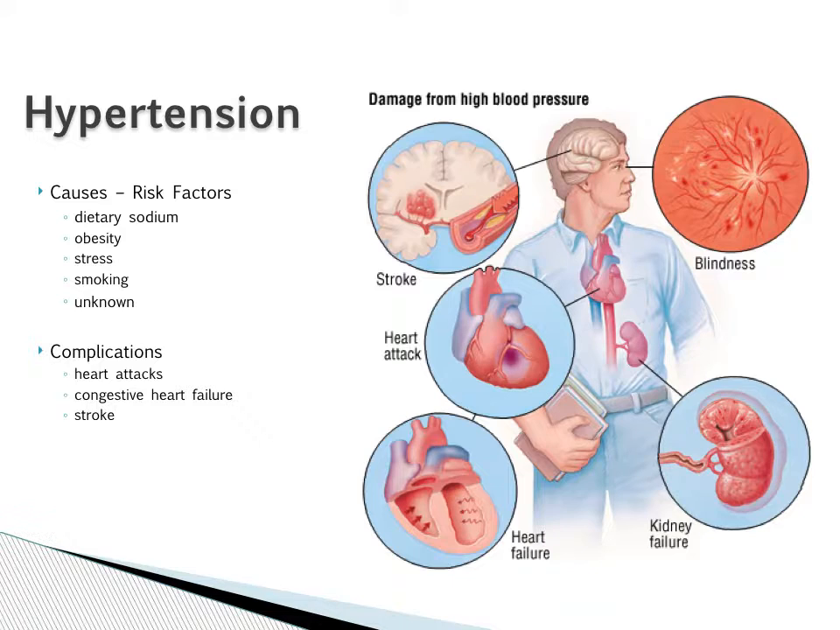And having this high pressure in the arteries leads to damage in small arteries, like in the kidneys or in the eyes. And so high blood pressure, hypertension, is the leading cause of kidney failure. It's also the leading cause of blindness, and it's strongly related to stroke, heart attacks, and congestive heart failure.